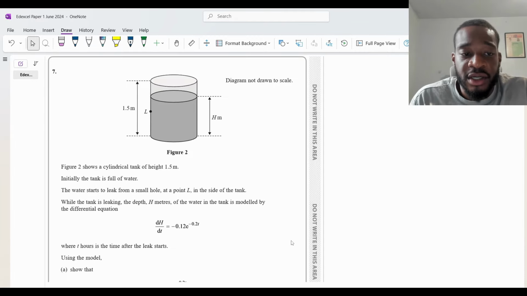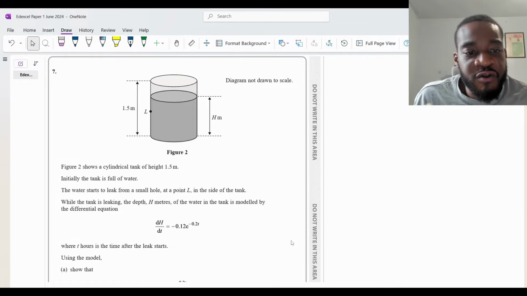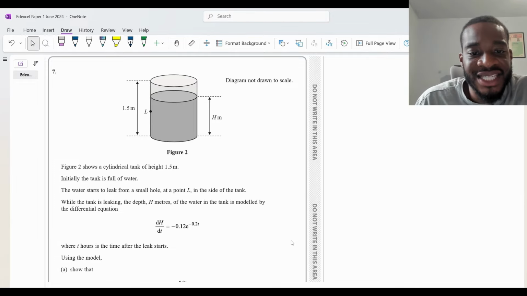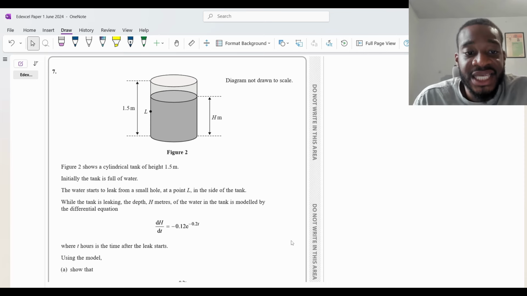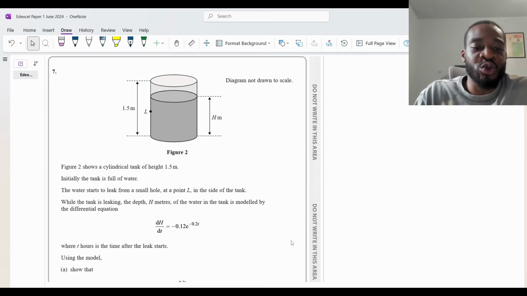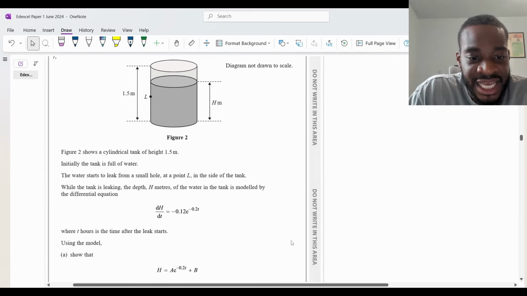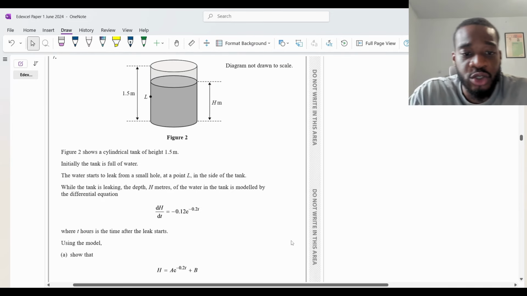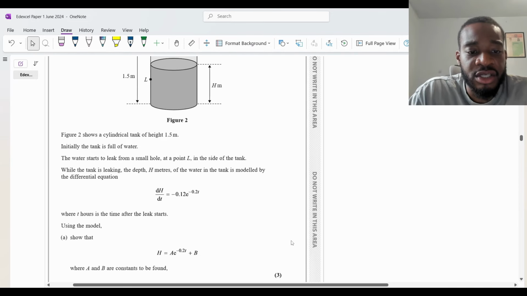Initially, the tank is full of water. The water starts to leak from a small hole at point L in the side of the tank. While the tank is leaking, the depth h meters of the water in the tank is modeled by the differential equation dh/dt is equal to minus 0.12 e to the minus 0.2t, where t hours is the time after the leak starts. Using the model, show that h is equal to ae to the minus 0.2t plus b, where a and b are constants to be found, for 3 marks.